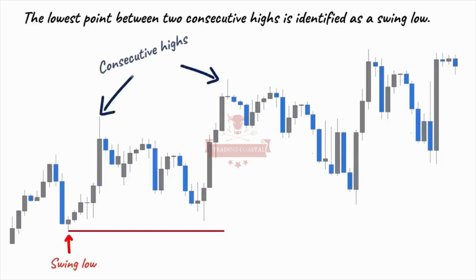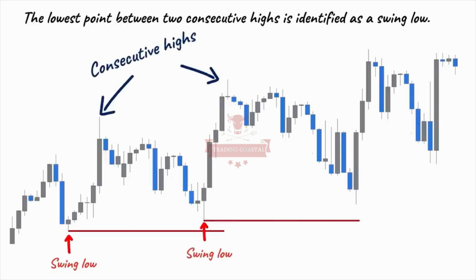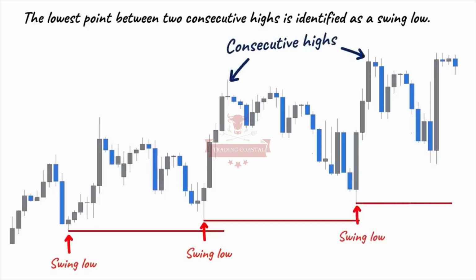Here we have another break of the structure by this move. So the lowest point of two consecutive highs is identified as the swing low. Once again, another two consecutive highs and a swing low we have. So with all being said, the market sentiment is still bullish. Once again, the same concept applies to the bearish scenario.